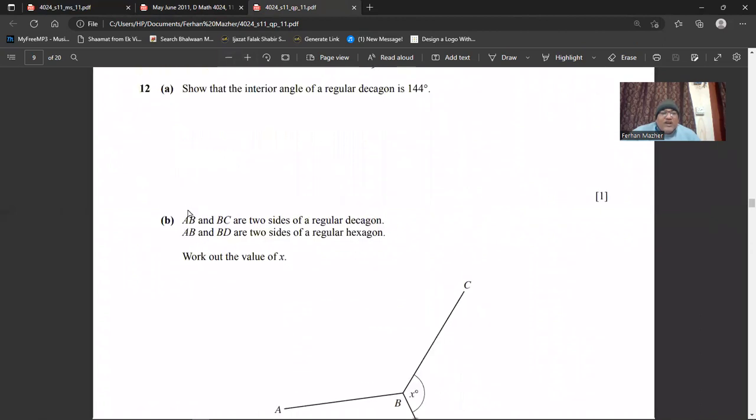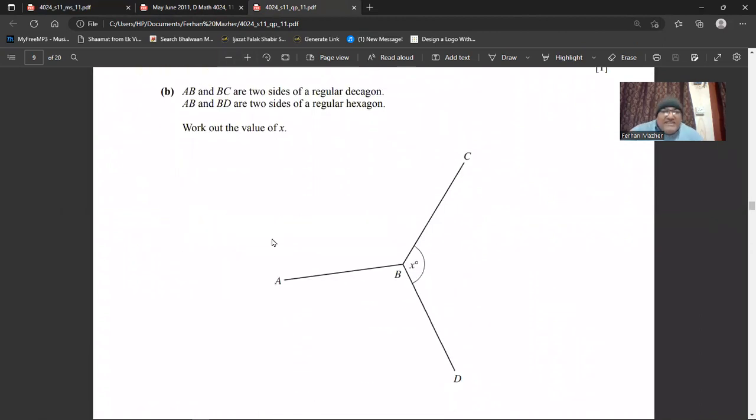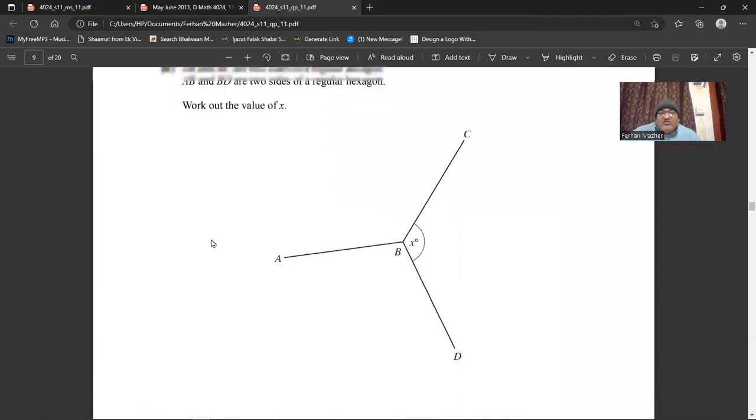Then we have this question, question number 12, B part. It says AB and BC are two sides of a regular decagon. This is a decagon, so this internal angle of the decagon will be 144. AB and BD are two sides of a regular hexagon. So this is a hexagon, and this angle will be the internal angle of the hexagon. We will find that, and then the question is, how much is this x? Once I know 144, I will find out the internal angle of the hexagon. Then I will add these three, and their sum will be 360. So this is the strategy for how this will be done.